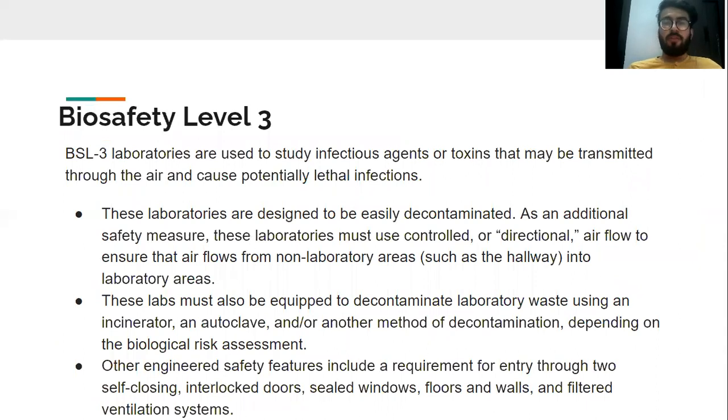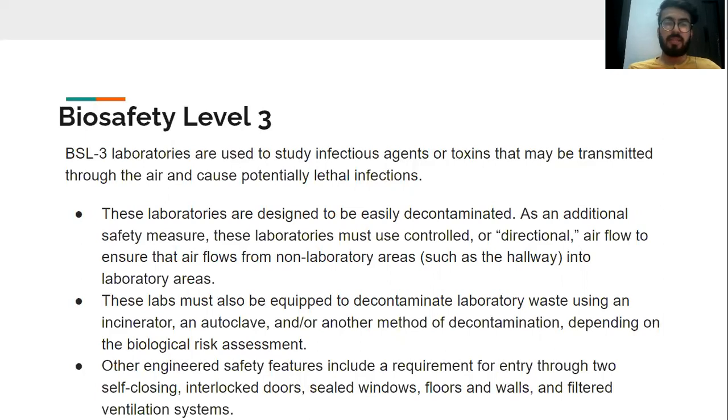So now to come forward, biosafety level 3. Biosafety level 3 laboratories are used to study infectious agents or toxins that may be transmitted through the air and cause potentially lethal infection. For this purpose, some of the considerations that are mandatory to follow. These laboratories are designed to be easily decontaminated.